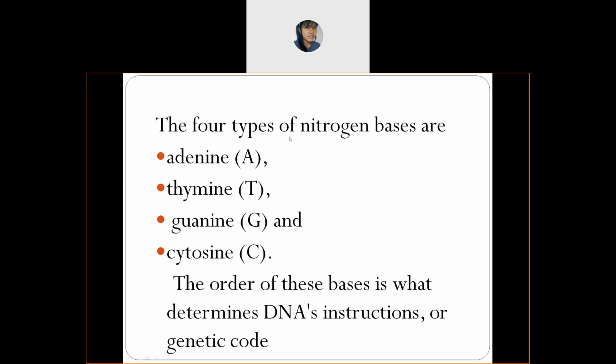Are you clear about the base? You will get 4 types of nitrogenous base: adenine, capital letter A, thymine, capital letter T, guanine, capital letter G, and cytosine, capital letter C. The order of all these nitrogenous bases is determined in the DNA instructions or else the genetic code. Genetic coding and all, I think you all have studied in botany.